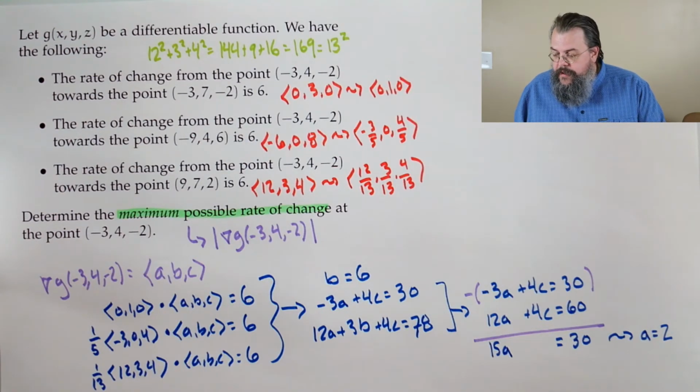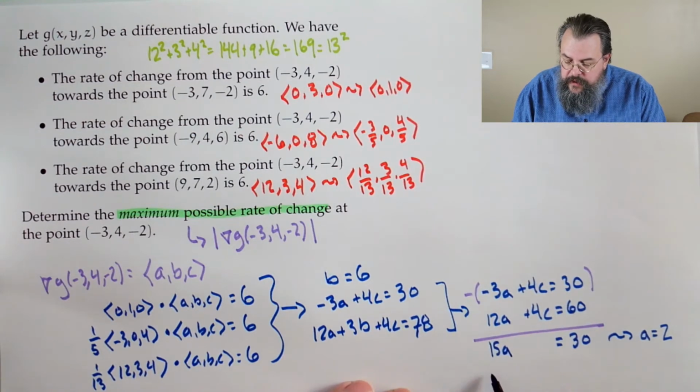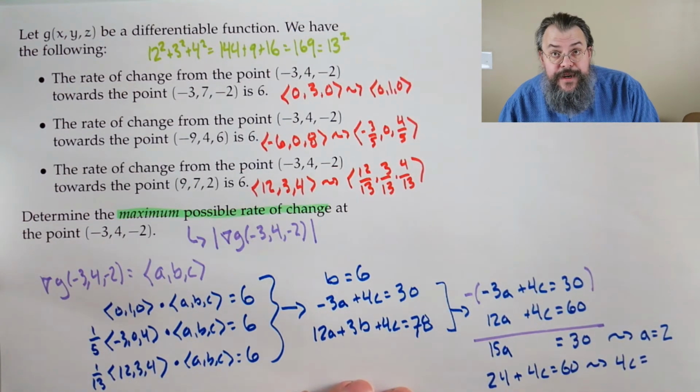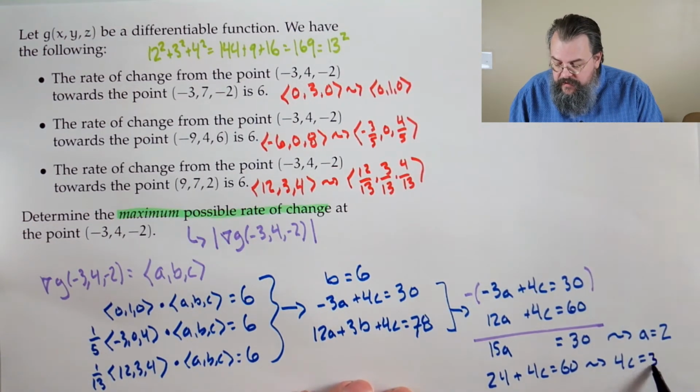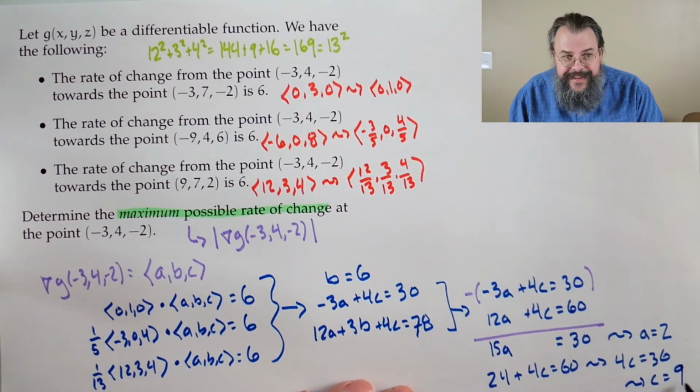Well, that's just one thing left to figure out, and that's what is c. So for that, well, we just plug in, right? We know a equals 2. So, for instance, plug into our bottom equation. We now know 24 plus 4c equals 60. Okay, that tells us that 4c is equal to 60 subtract 24, 36, which tells us c is 9. Whoop. C is 9.